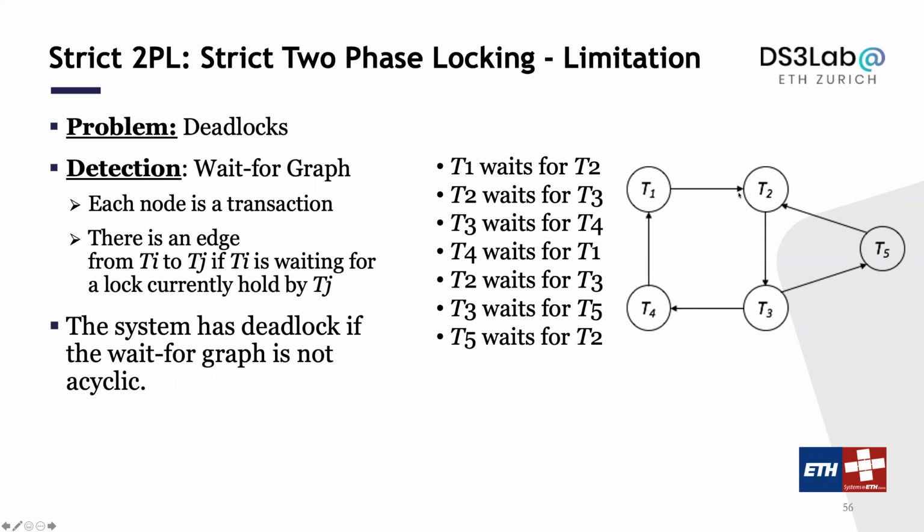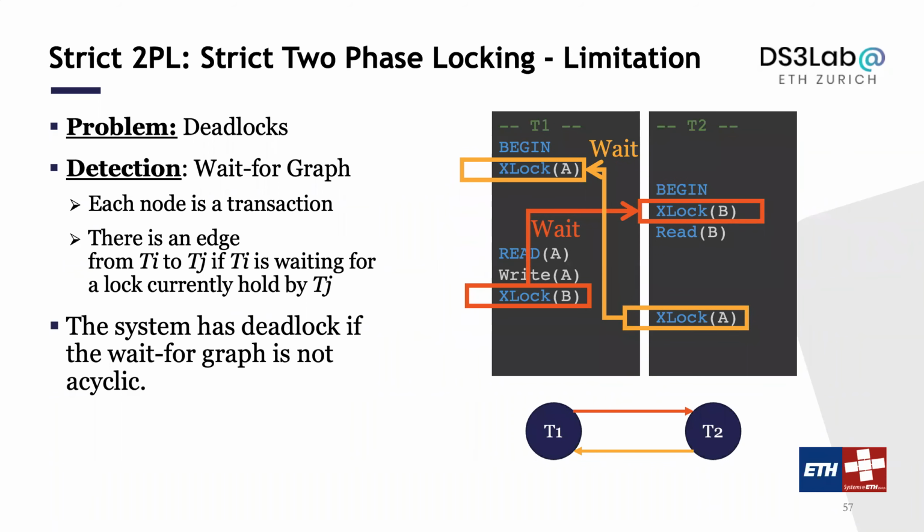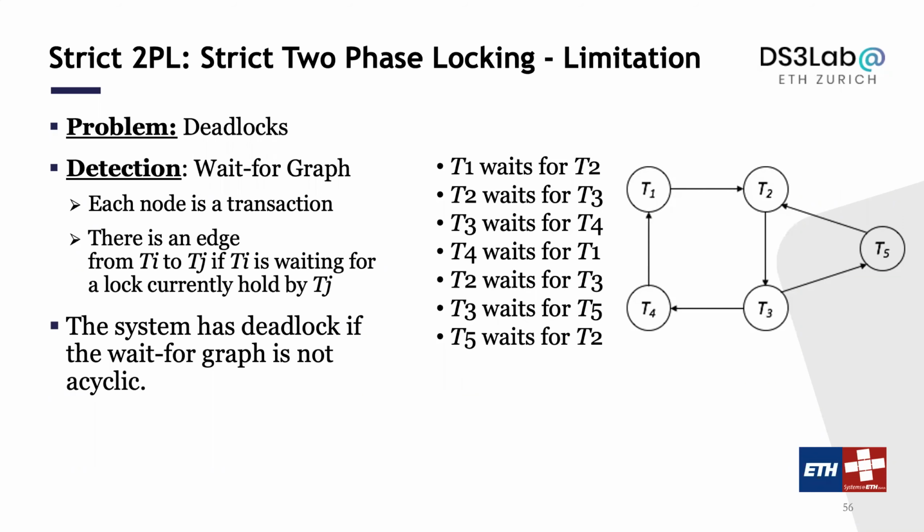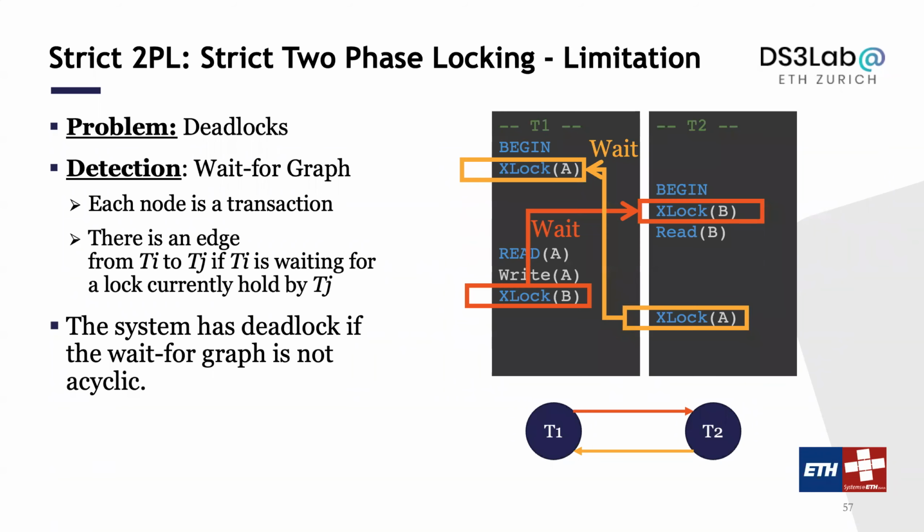You can actually build this graph by yourself. And then you can see, do I have a loop here? In this case, T5 is waiting for T2, T2 is waiting for T3, T3 is waiting for T5. There's a loop, so there's a deadlock. And periodically, your database can do that, and the lock manager can hold this graph.